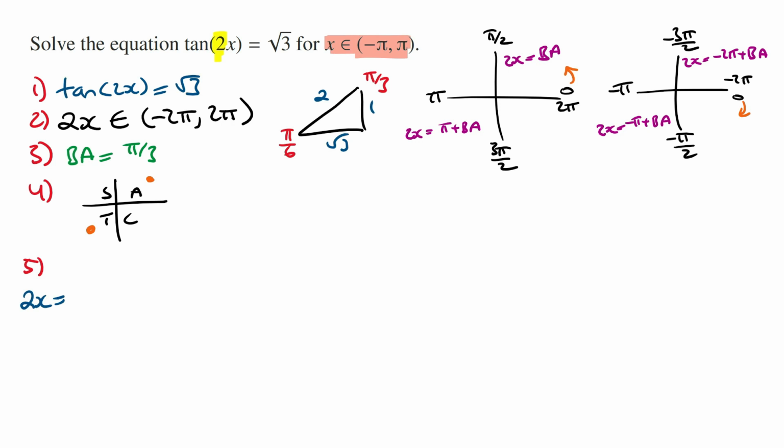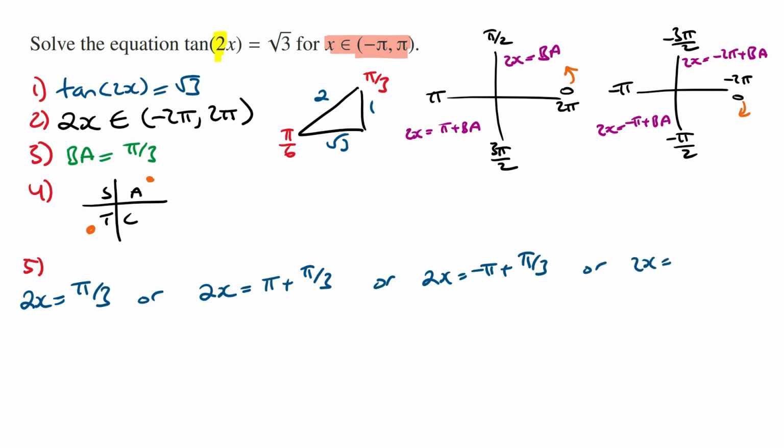And now solving for x, we're going to get the angle 2x is equal to the base angle if we go in the positive direction, which is pi on 3. Or it's going to equal pi plus the base angle pi on 3. Now if we go in the negative direction, then the angle 2x is going to equal minus pi plus the base angle pi on 3, or the angle 2x is going to equal minus 2 pi plus pi on 3. From here, all we do is solve for x.